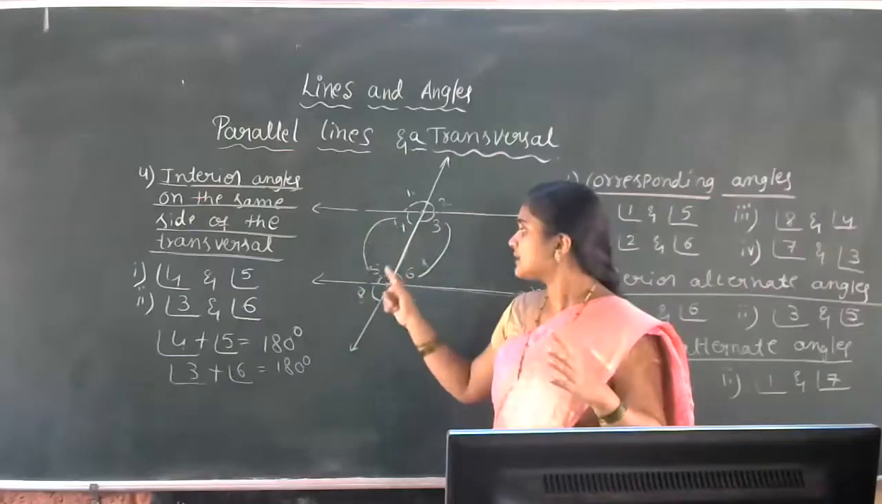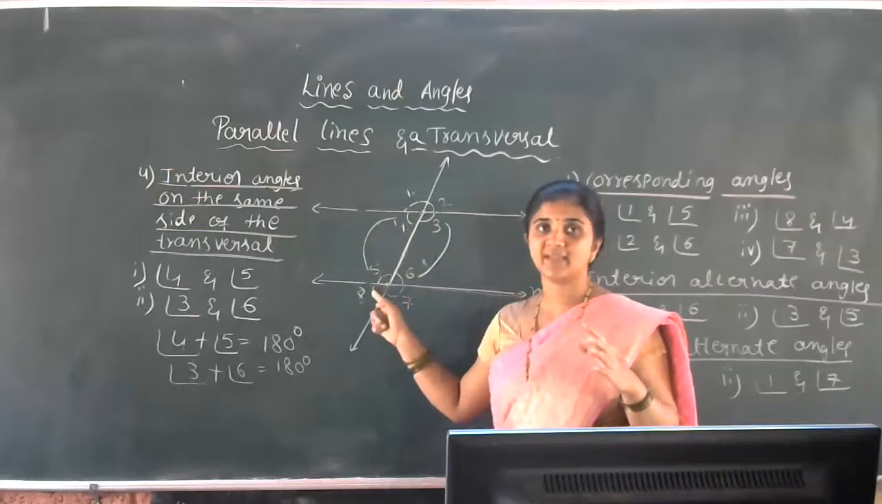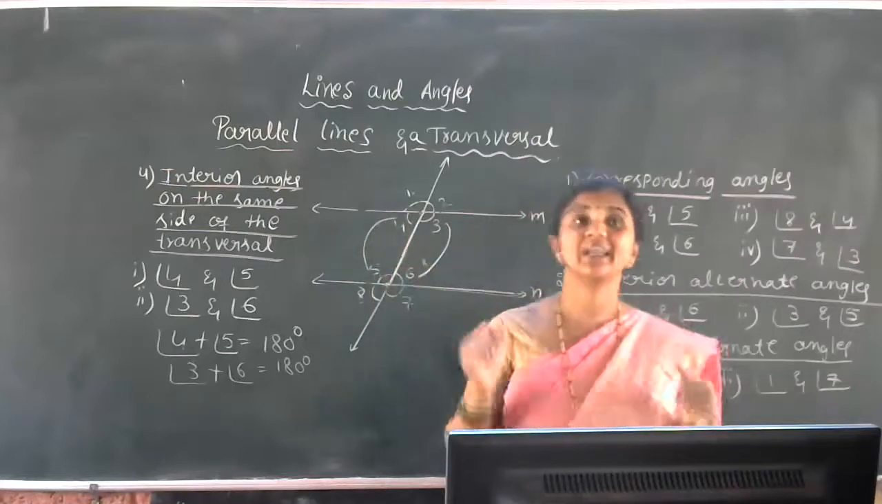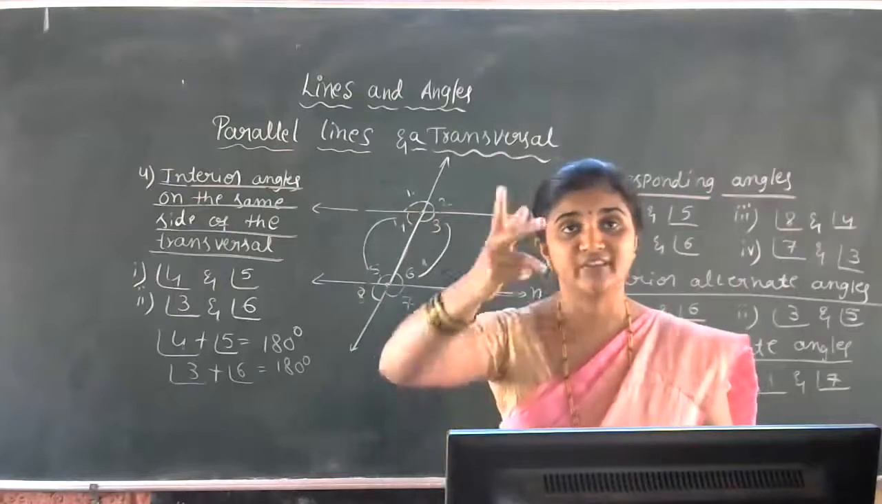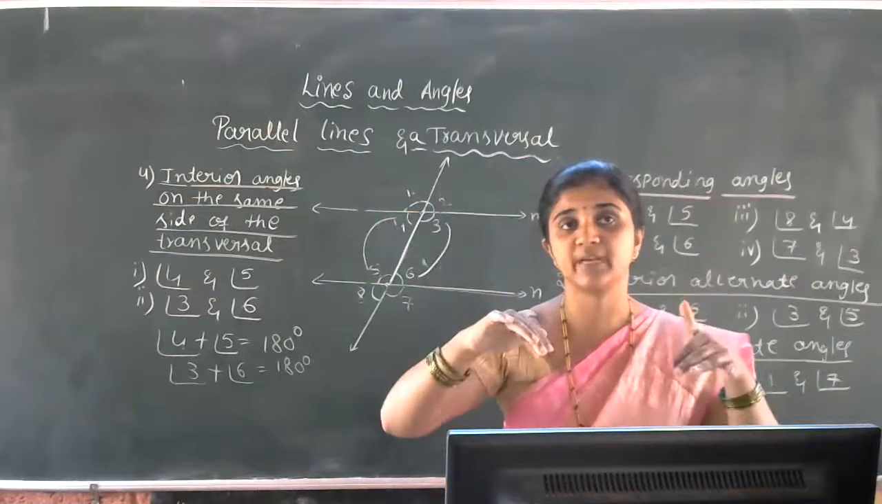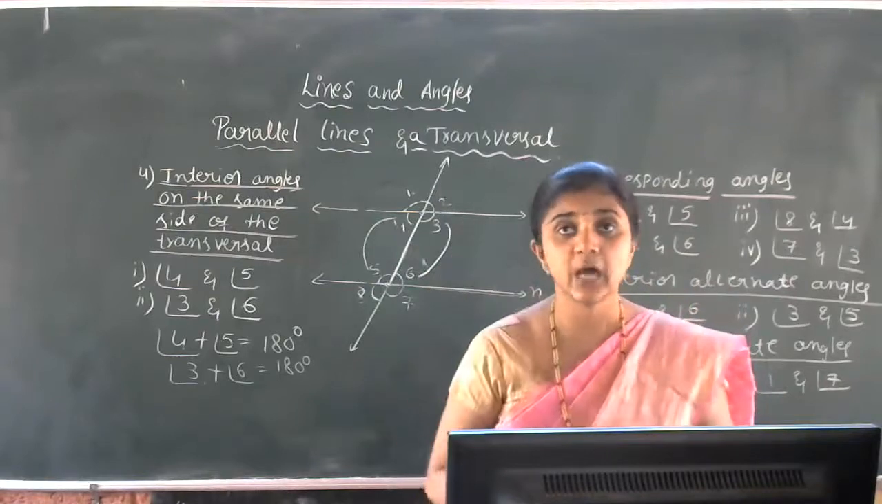So if you get a sum of 180 here, then you can give the conclusion that this line is parallel to this line, that is, they are converse to each other. Okay, the first line is the direct statement, then the converse of that statement. That is the way we are using the property.